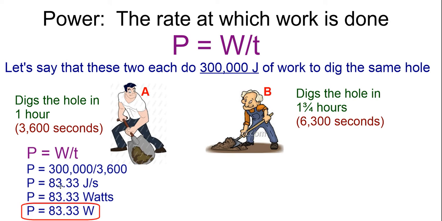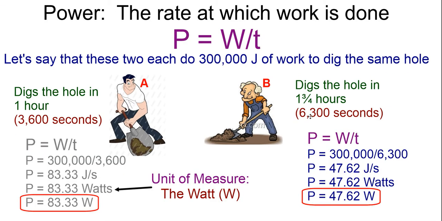We get 83.33 joules per second. Turns out there's a special name for that unit of measure. It's called the watt. 83.33 watts, which is abbreviated as W. So this guy's power is 83.33 watts. Over here it's the same calculation, except for the fact that we have more time. So this results in a power of 47.62 watts. Again, the unit of measure is the watt for power.